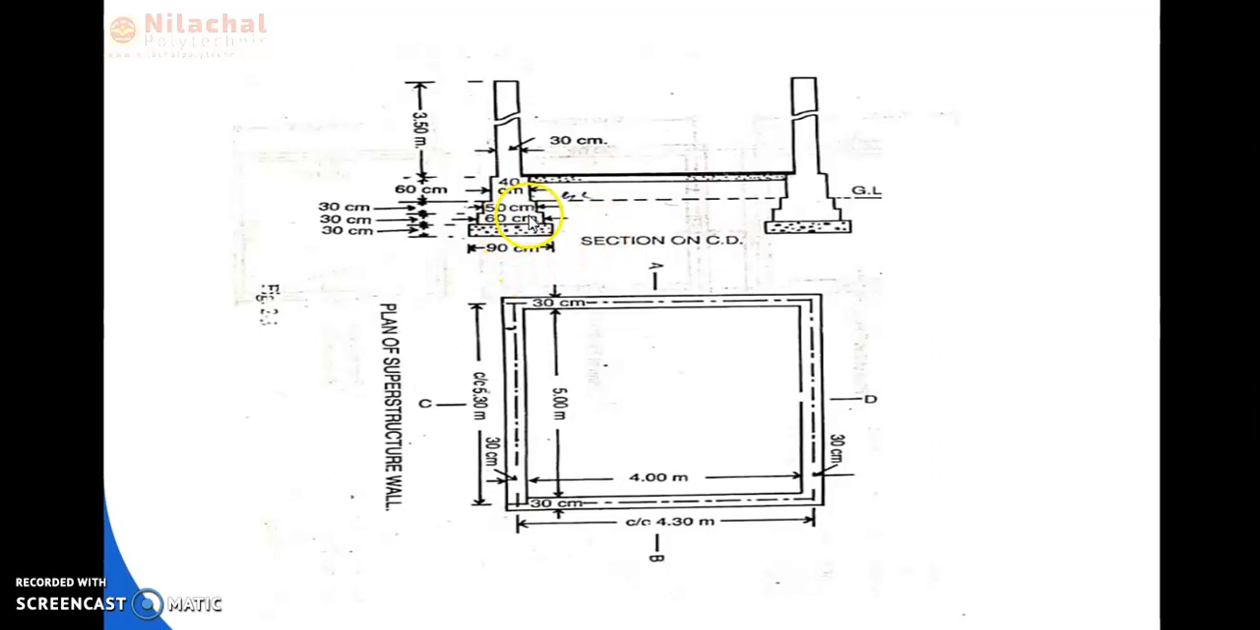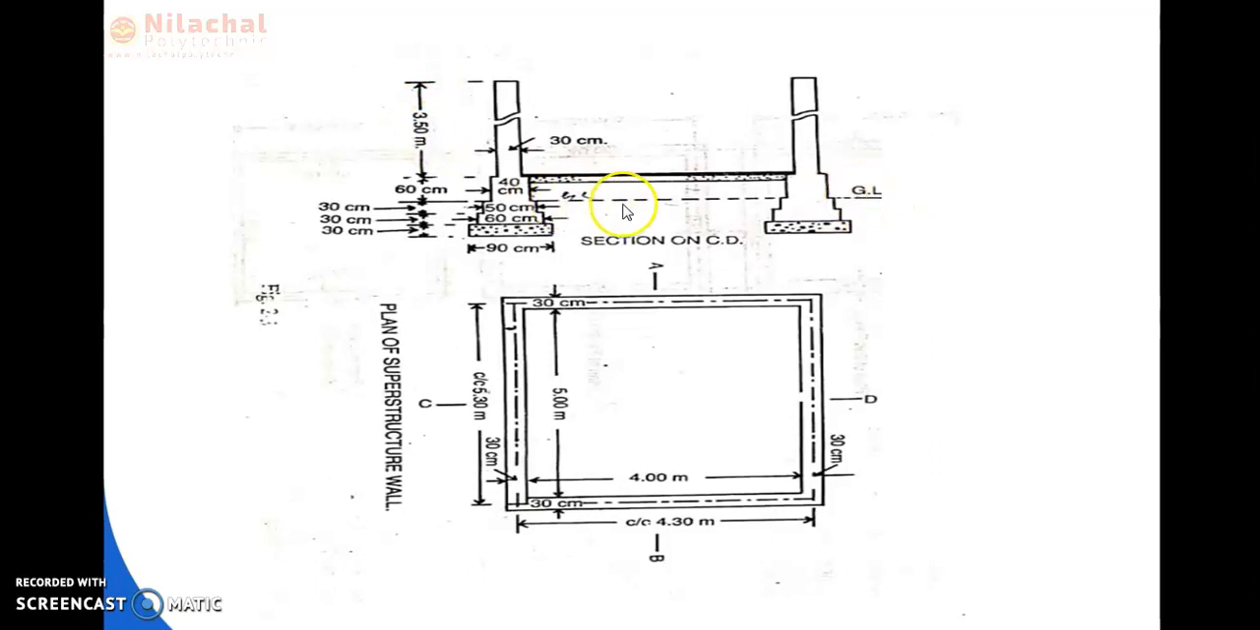First footing is provided, whose breadth is 60 cm and thickness is 30 cm. And second footing is provided, whose breadth is 50 cm and thickness is 30 cm. And plinth is also provided, whose breadth is 60 cm, and the superstructure is 30 cm, whose height is 3.50 meter. Okay, ground level is also provided.